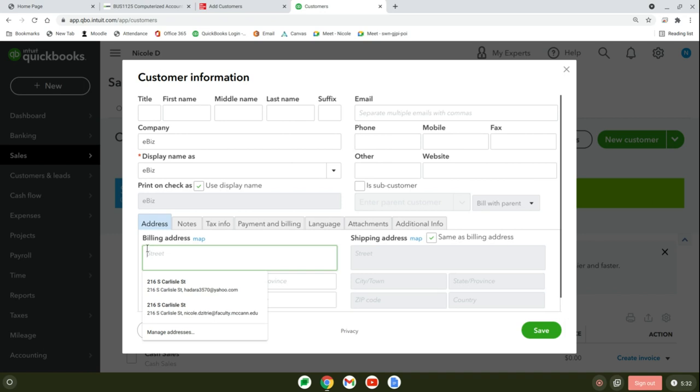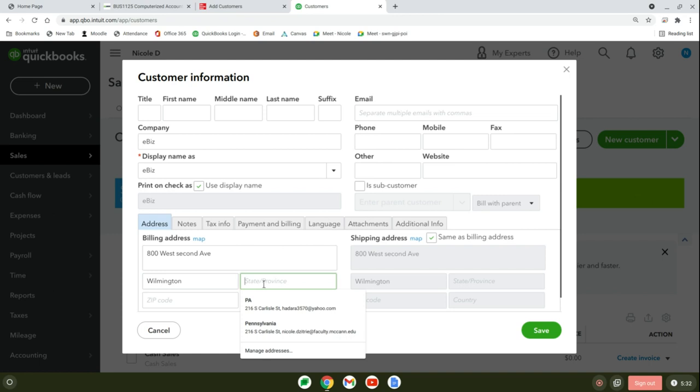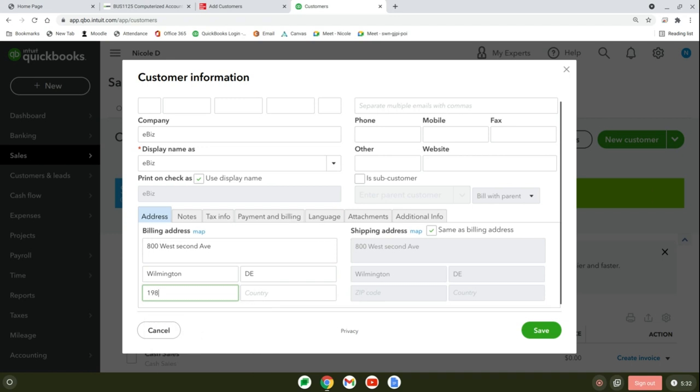The address is 800 West 2nd Ave, and that's Wilmington, Delaware 19801, country USA. Phone number 302-555-2000.